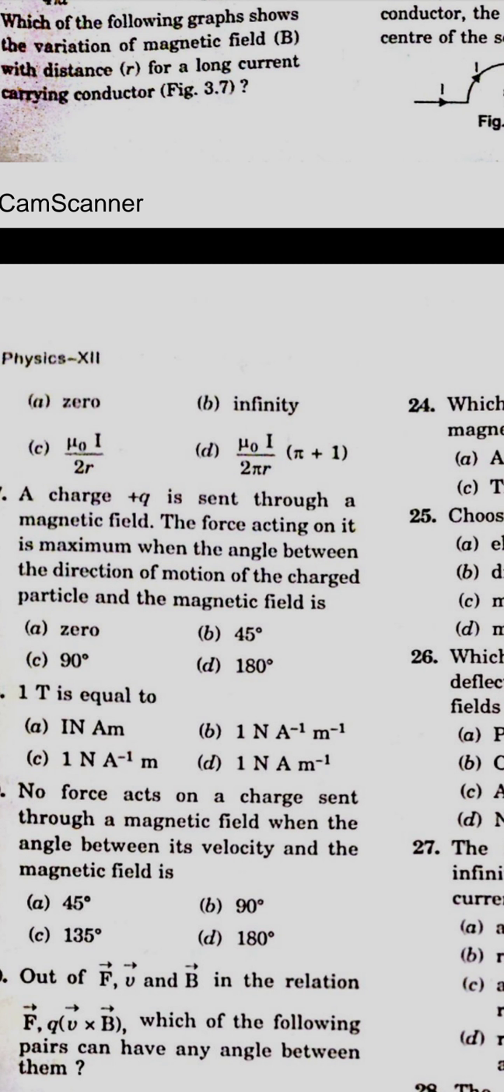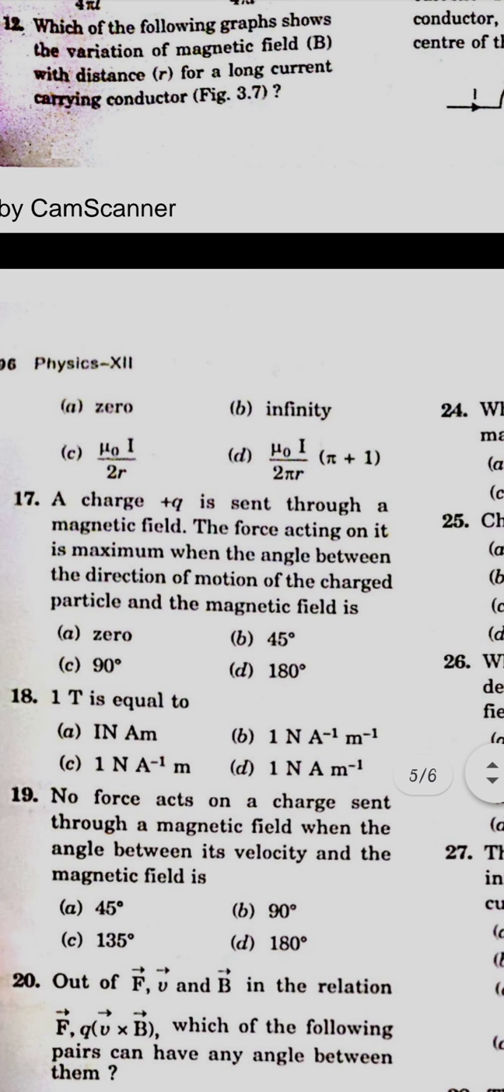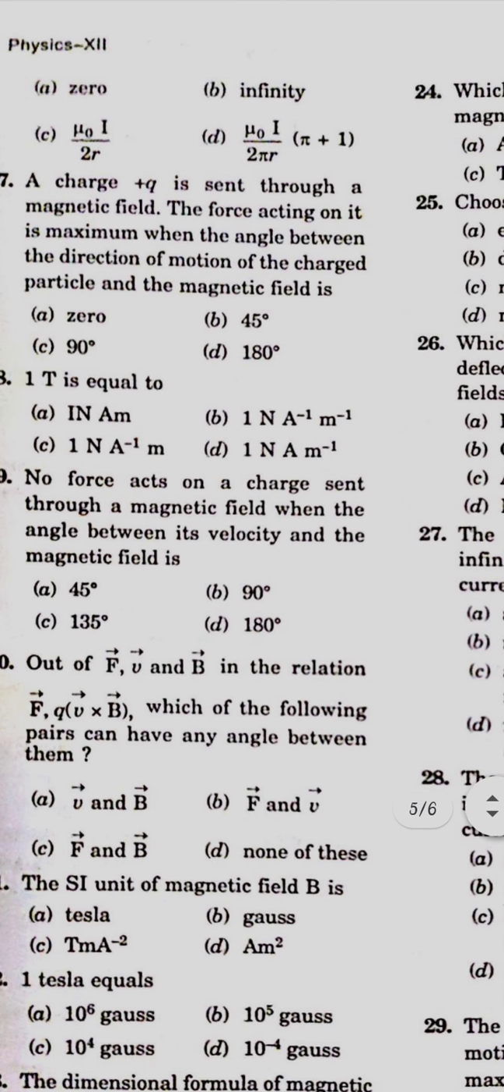Next one: 1 Tesla is equal to... Tesla means the magnetic field, so force is equal to QVB, and from there if you find the value of B, it will be F upon QV. So the magnetic field can be given as Newton per ampere meter. So it is the second option.